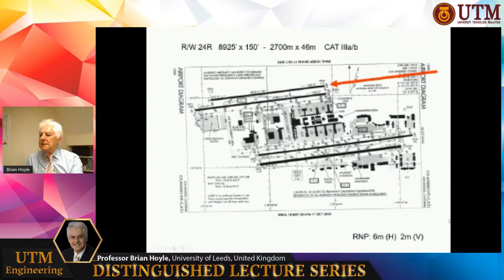When it's at this point, the required navigation performance is 6 meters horizontally and 2 meters vertically. So this is the requirements of accuracy and precision that are required at that point in the flight. And so this runway is 150 meters wide, and so we have to be within 6 meters of that. And we'll just see in a moment how good this airplane is at doing this little job.